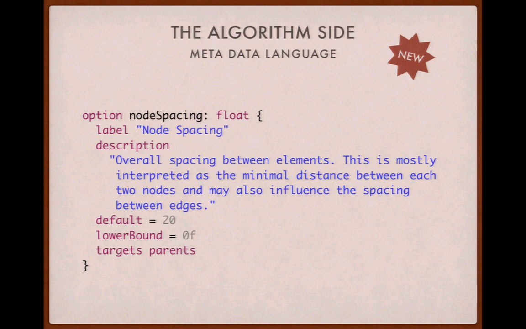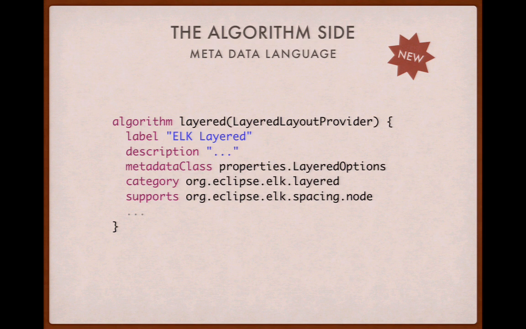So this DSL contains information on the options, like this node spacing option. The label and description are those parts that go into the user interface. Then it also declares default values and lower bounds, which is also important to consider in the user interface and so on. And then here's a declaration of a layout algorithm. This is a reference to the class that implements the algorithm. And then it says, like here, it supports this option. That means if we activate this algorithm, this option can be offered to the user to customize it.